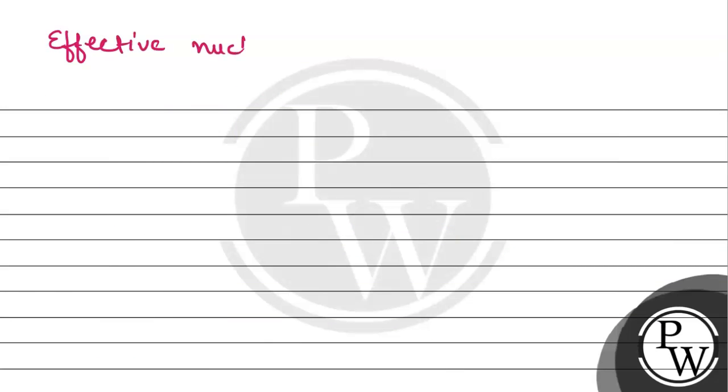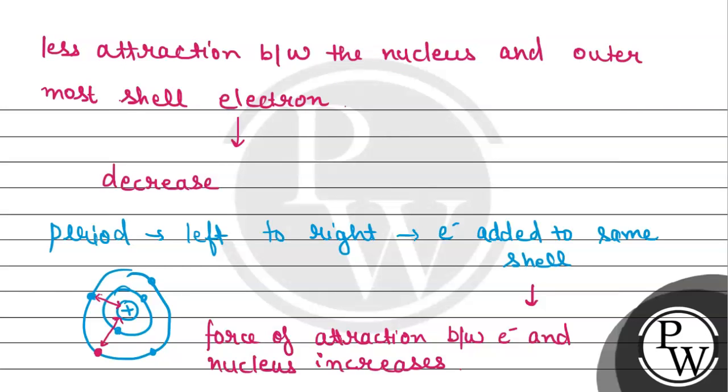Effective nuclear charge also increases, and due to this the atomic radii will decrease. If the effective nuclear charge increases, then the size of the shell will decrease in this way.